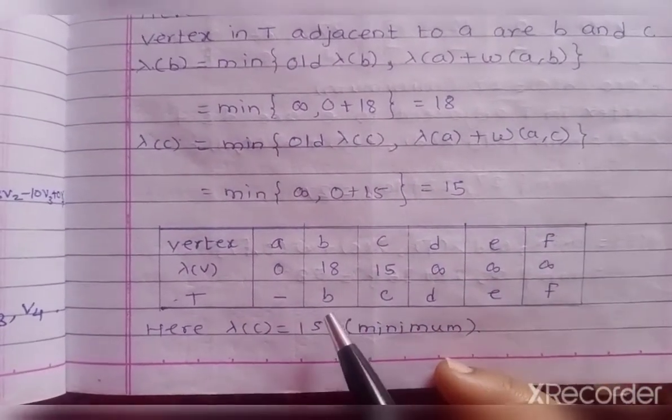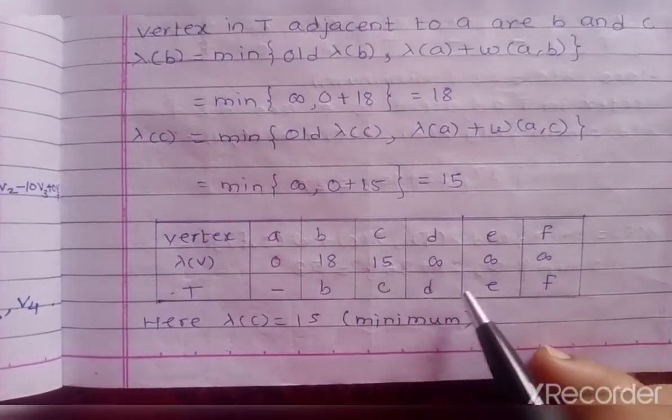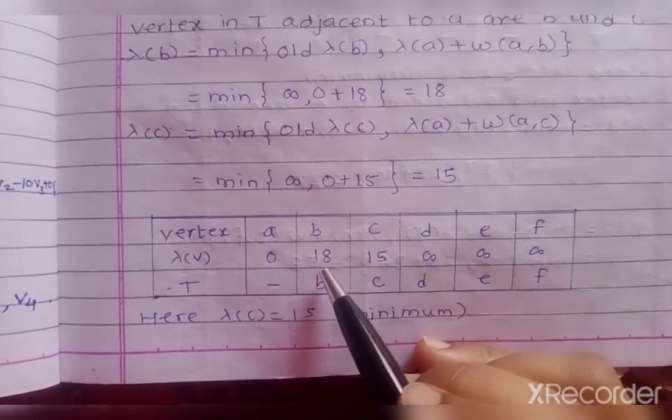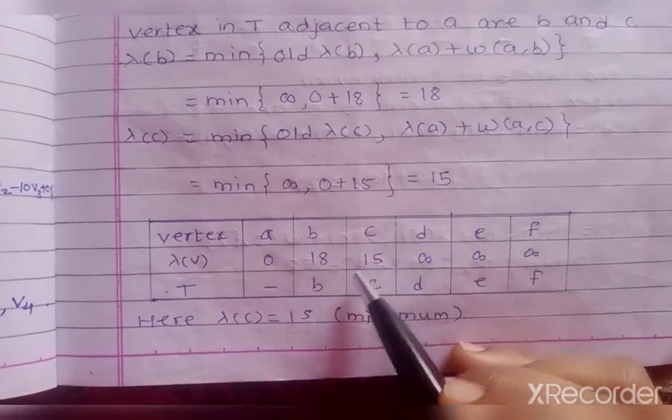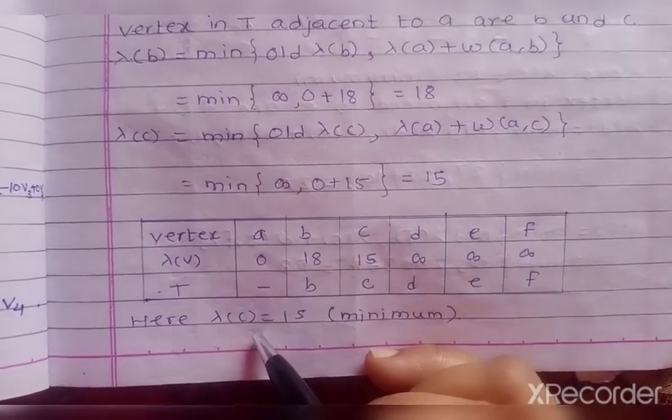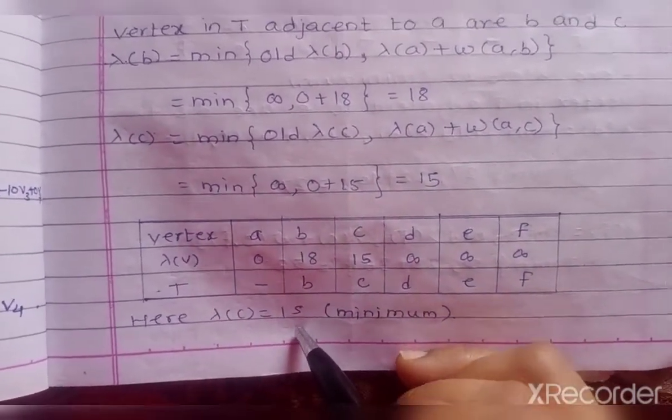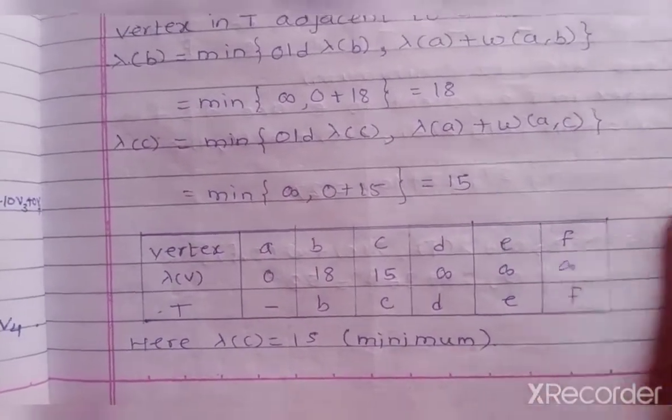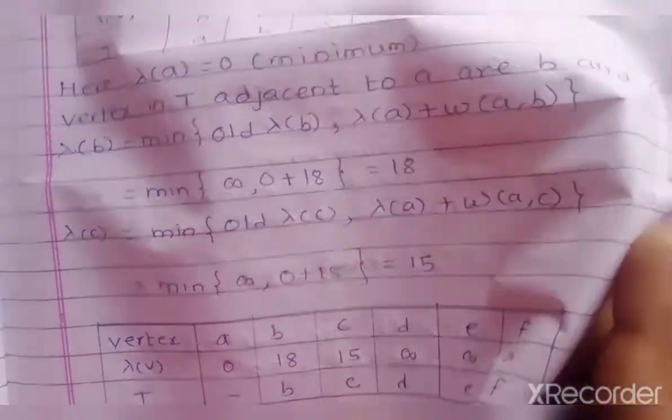Among these temporary vertices B, C, D, E, F, which one is the minimum? The minimum is 15, so we consider lambda of C, which is equal to 15. Now we have to check the adjacent vertices of C.